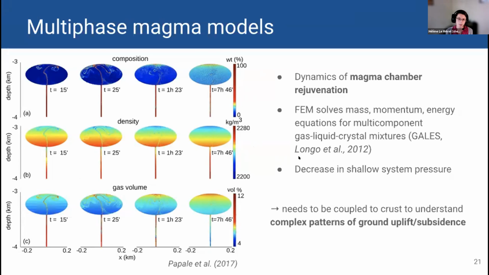This model reveals very complex patterns of reservoir pressurization that really cannot be explored if we do not consider the multi-phase rheology of the magma. So the next step would be to couple this type of model of magma mixing and convection to a crustal model to solve for the host rock deformation.